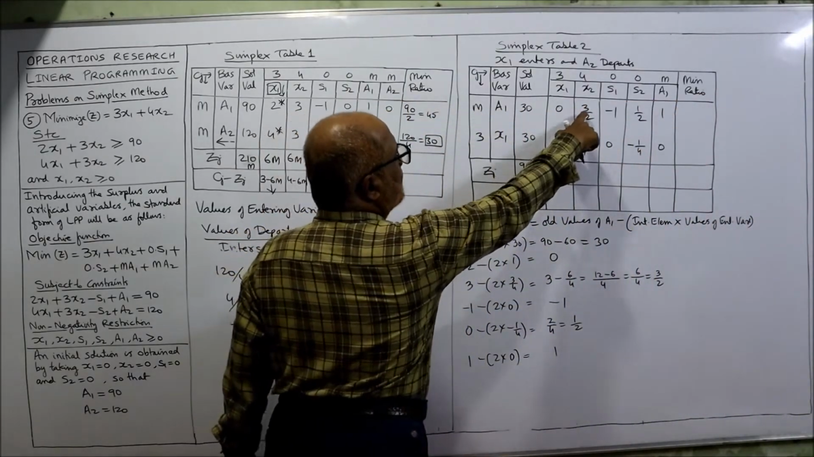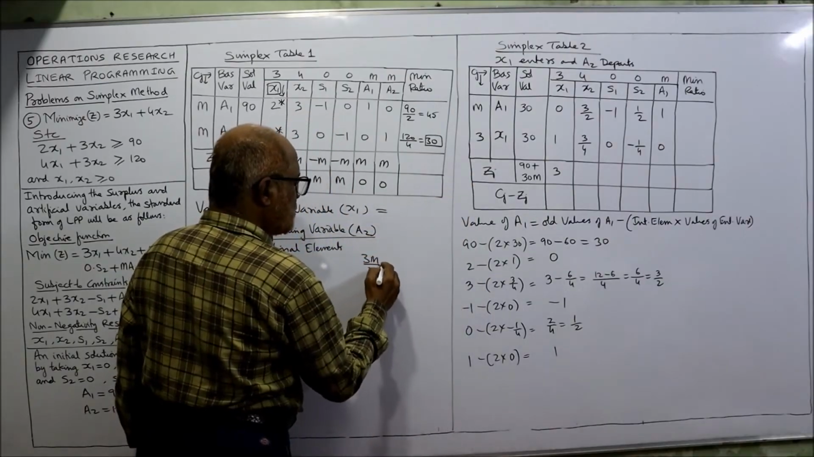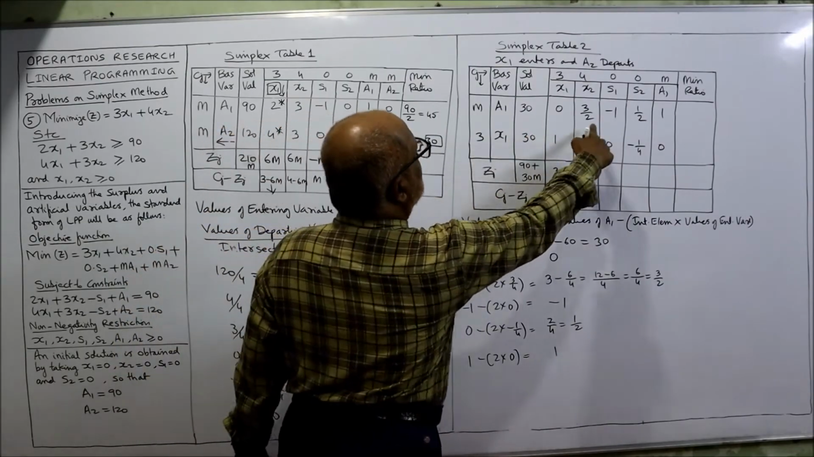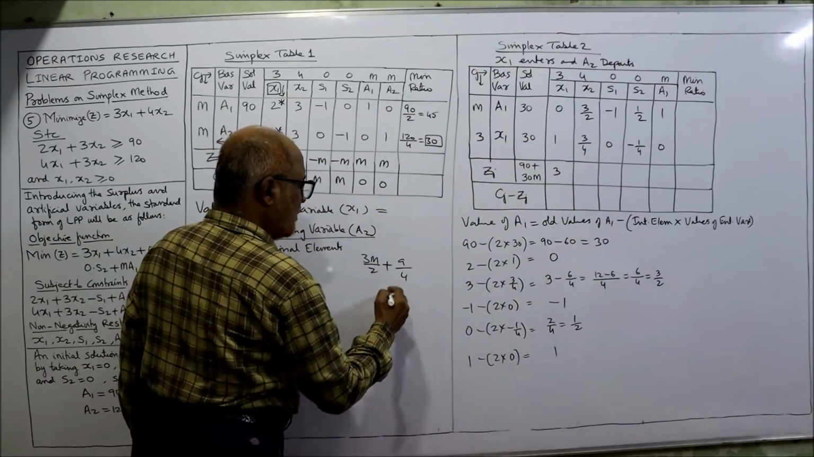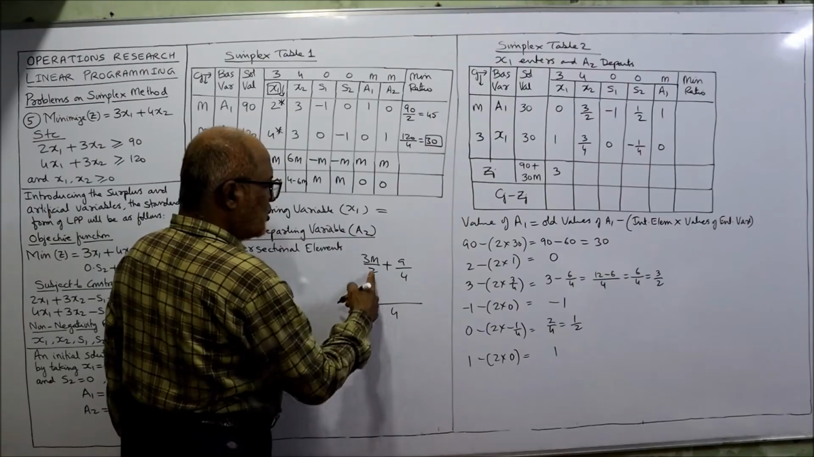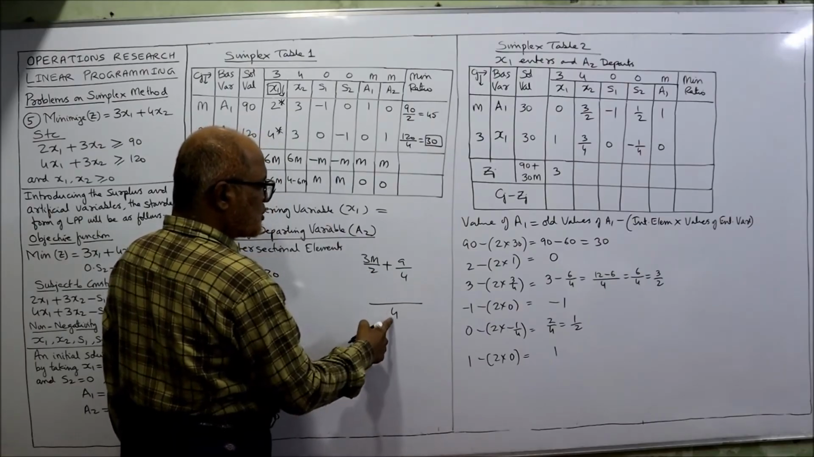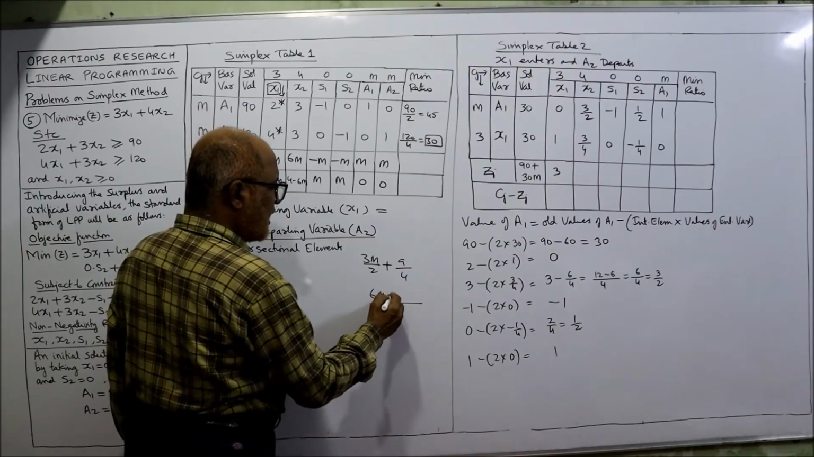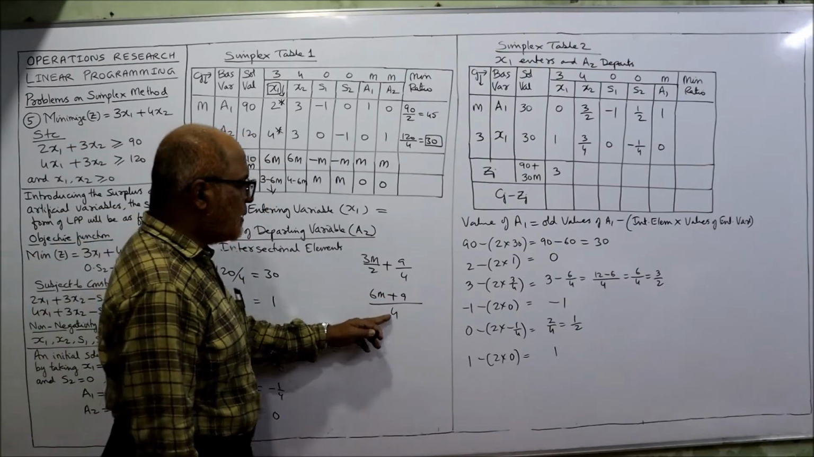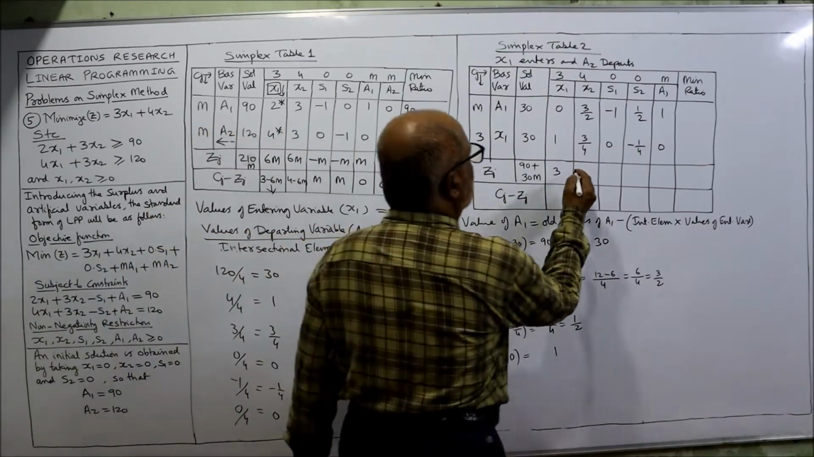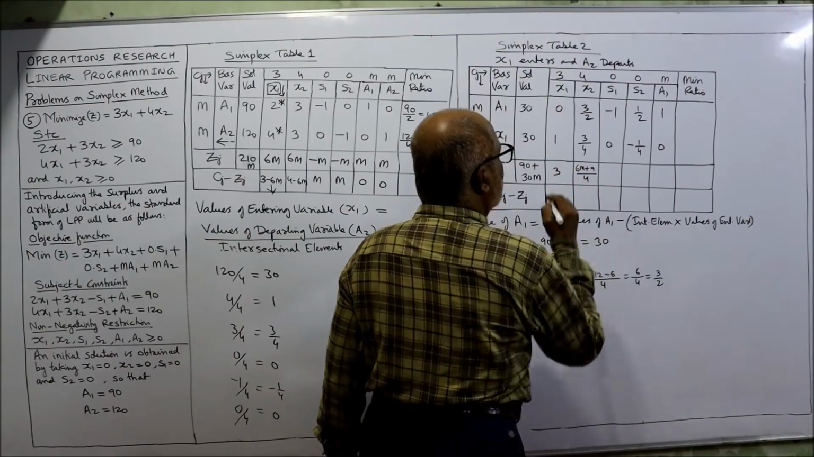M into 3 by 2 is 3m by 2. 3m by 2 plus 3m by 2 plus 3 3s are 9 by 4. If we take LCM 4, 2 2s are 4, right? 2 how many times cuts 4? 2 times. 2 3s are 6m plus 9. So it will become (6m plus 9) divided by 4.